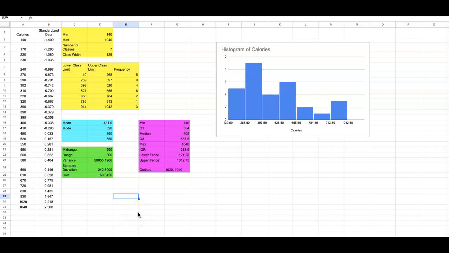Here is a summary sheet with a histogram and various different data points. If you look at the histogram, you can tell that it's skewed to the right. And the data set is multimodal.